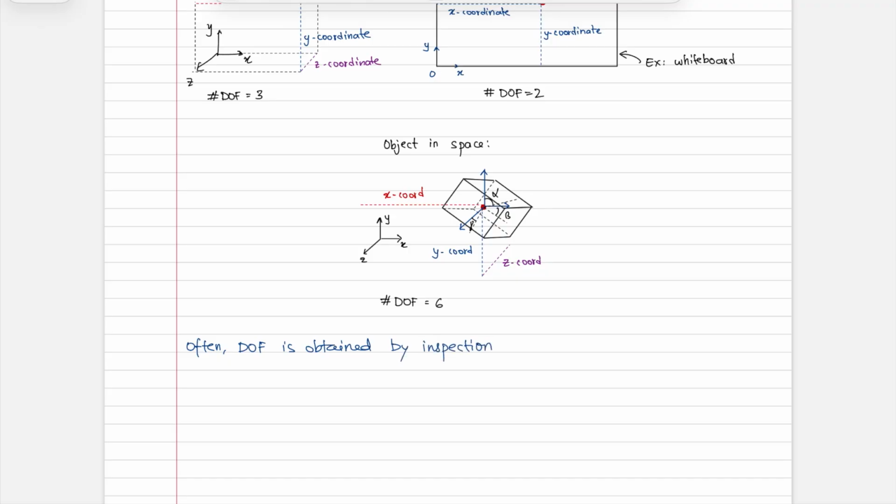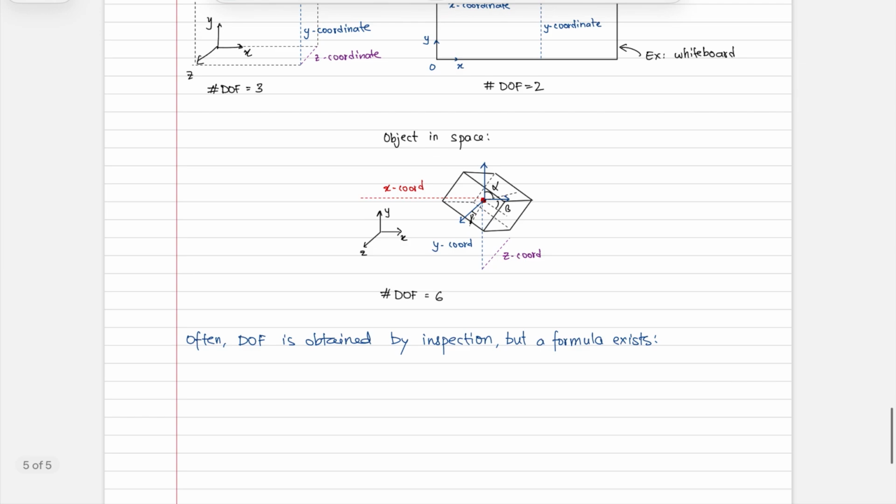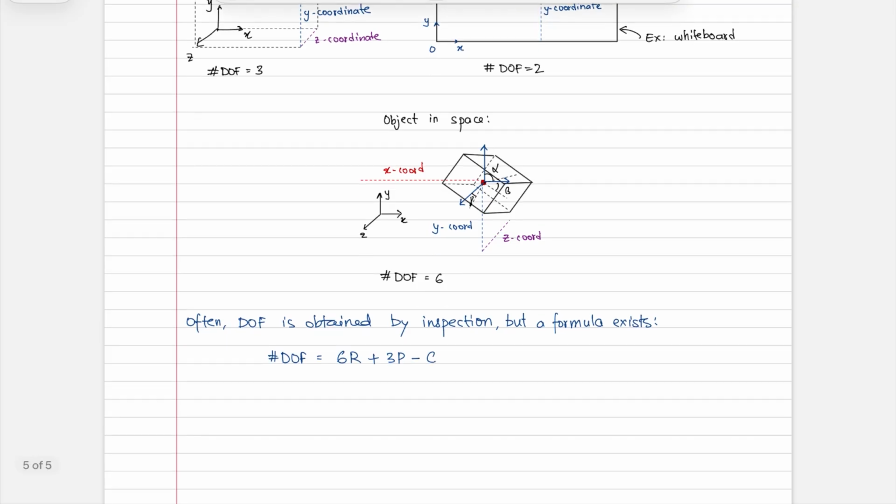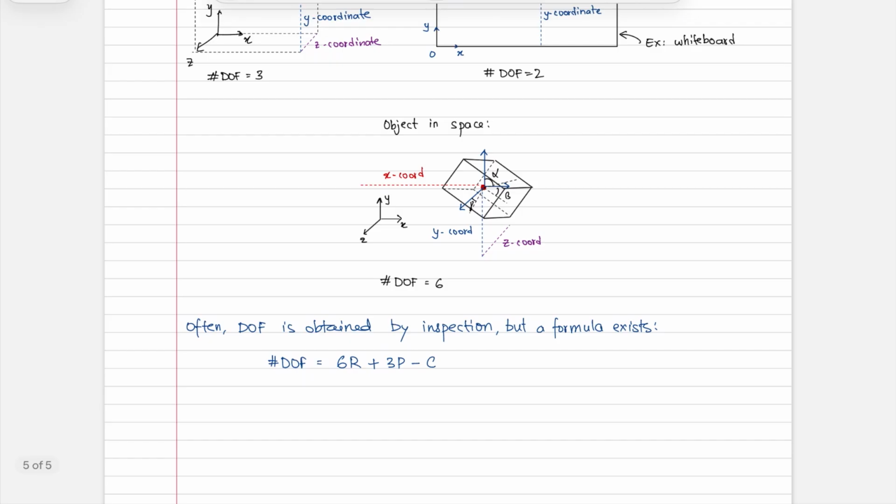But in reality, there's also a formula that you can use, which maybe you're familiar with. The number of degrees of freedom is equal to 6r plus 3p minus c. Anyone know what these r, p, and c are? This is for a system.